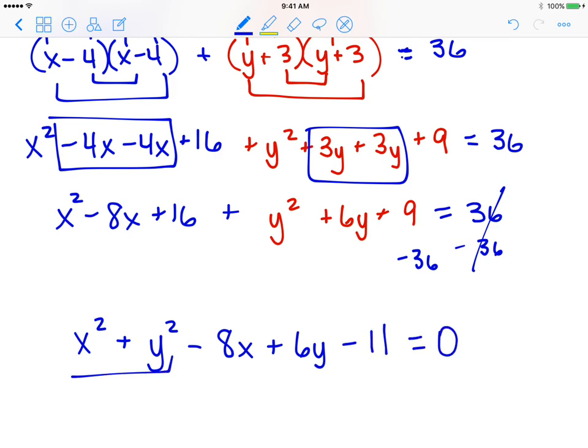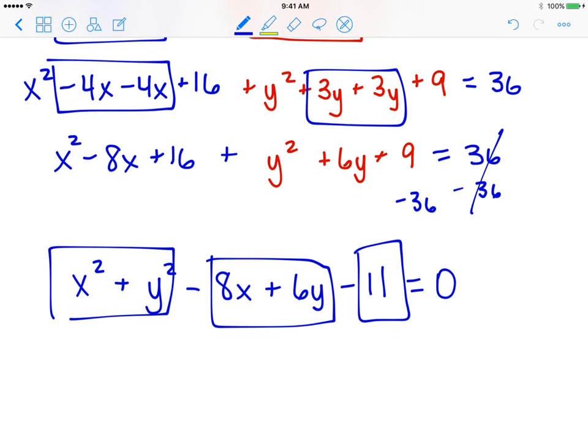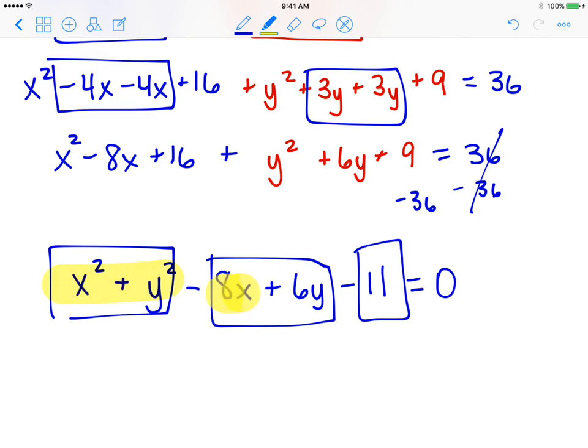So remember, quadratics go first, then our linear terms, and then our constant terms. All right, quadratic, linear, constant, and it is in alphabetical order. Boom, bang, bong.